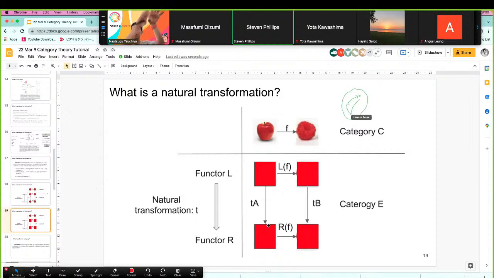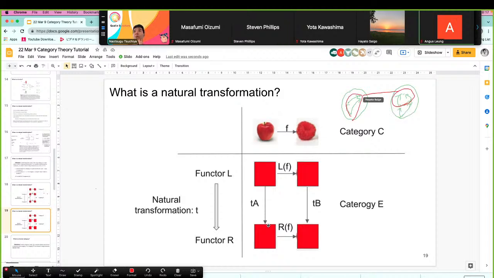So in this case, two objects in the center are now mapped into one through functor L and through functor R. Does it make sense? Yeah, I think so. Thanks.